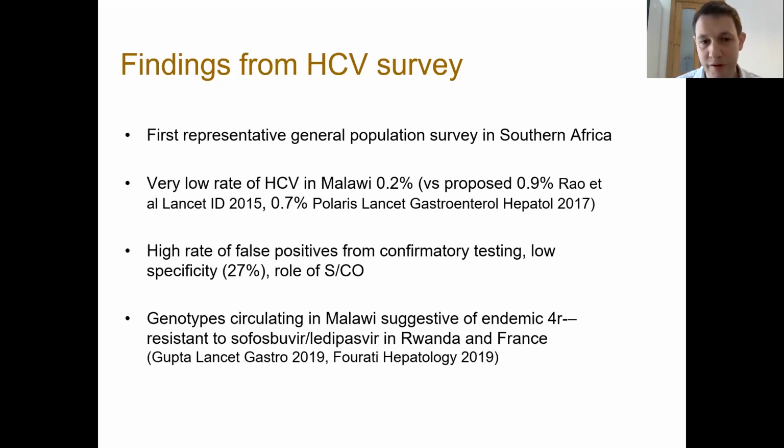And finally, we found that the genotype circulating in Malawi is genotype 4, and that there was a suggestion of endemic 4R, which has previously been found in other samples to have low rates of SVR when using sofosbuvir ledipasvir.